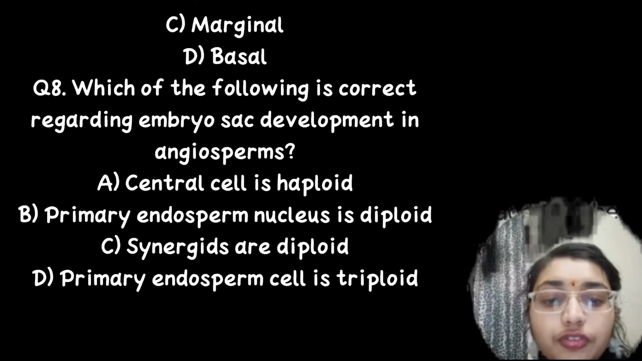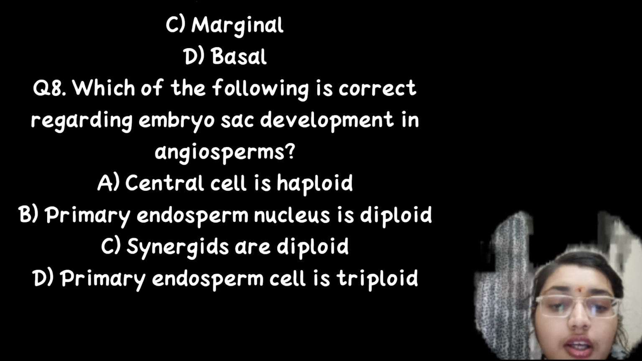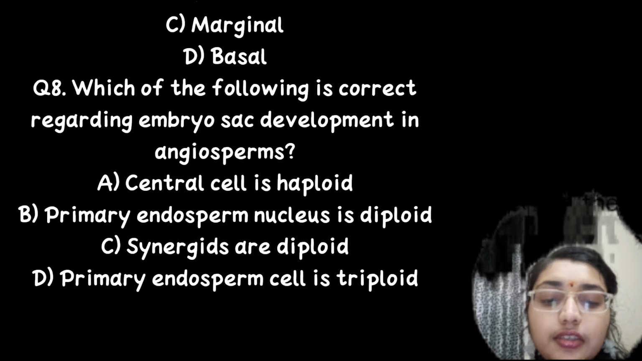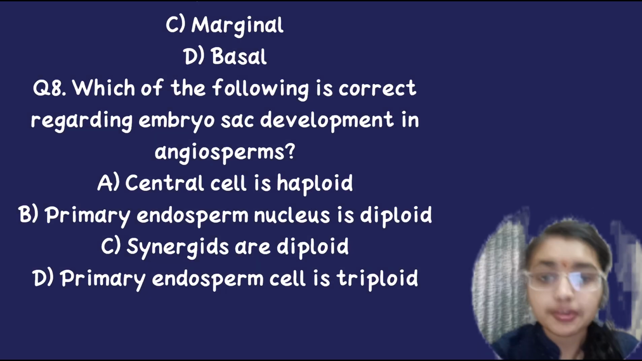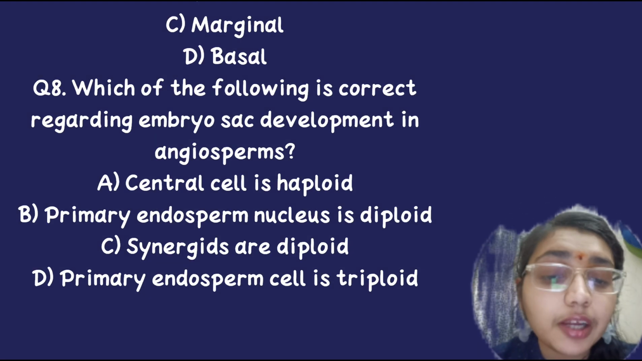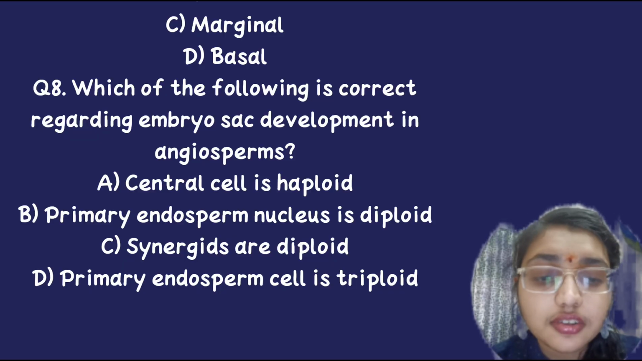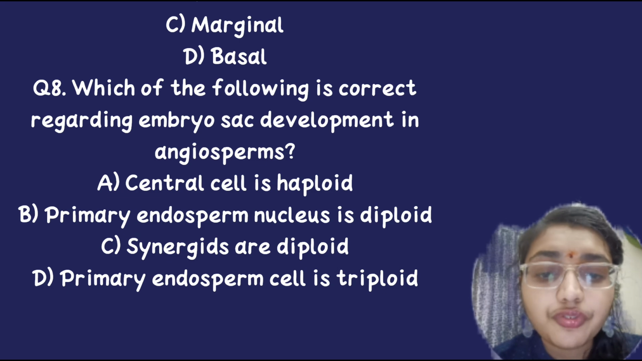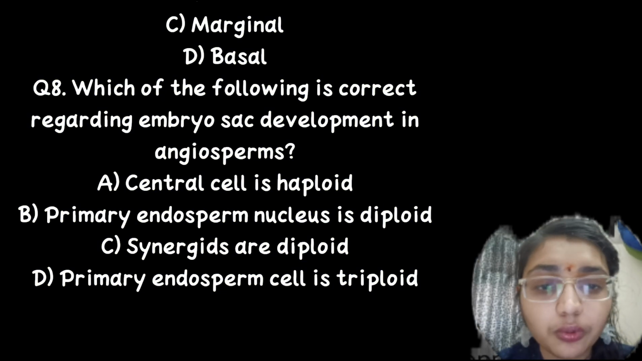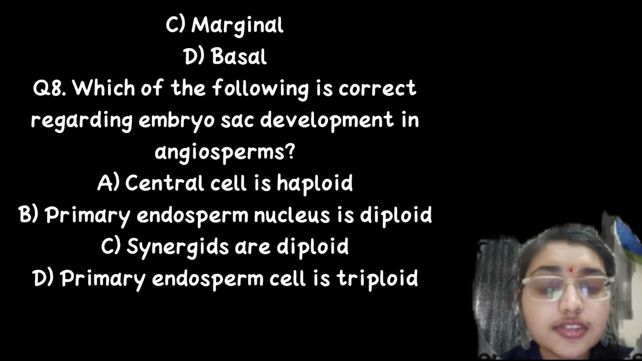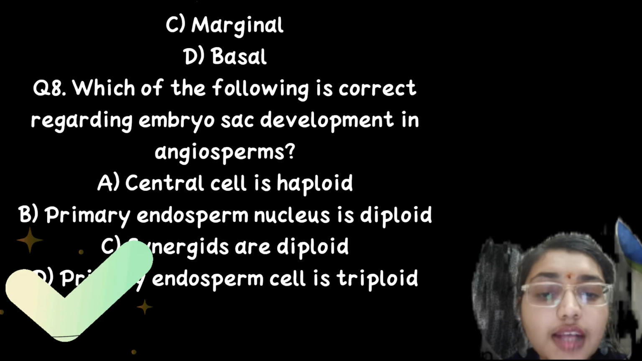Which one of the following is correct regarding embryo sac development in angiosperms? We have seen that the primary endosperm cell is triploid. What happens after triple fusion? The primary endosperm nucleus is 3n, that is triploid, and it divides to form the endosperm tissue which nourishes the development of the embryo. Whereas synergids are haploid, the central cell is diploid before fusion, and the zygote is diploid.